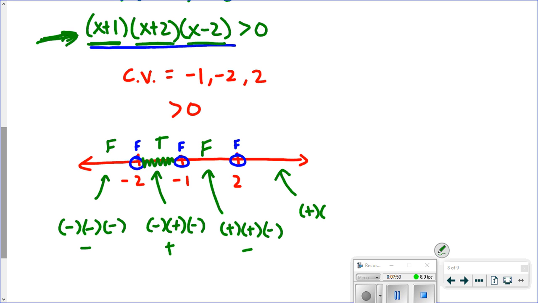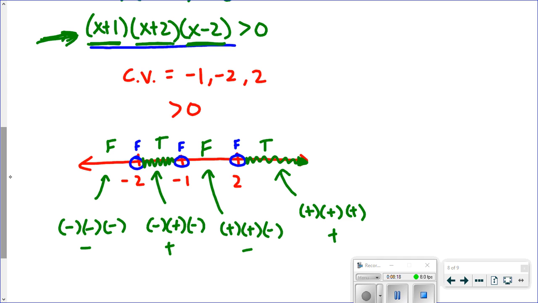3 minus 2 is positive. A positive times a positive times a positive is positive. A positive number is greater than 0. So this is true, which means I can shade here. Okay, so again, without a calculator, this is really the easiest way to do it.